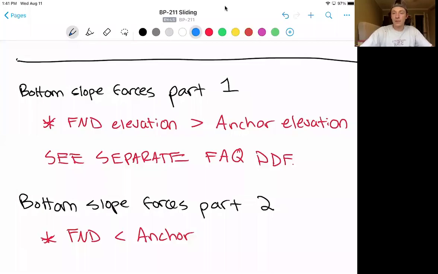In part 2 of the topic on bottom slope forces, we will discuss when the foundation is below the anchor. This will be a more qualitative discussion because the math itself for the sliding is going to be no different than the math we've done in part 1. Remember, we're assuming a compressive strut.